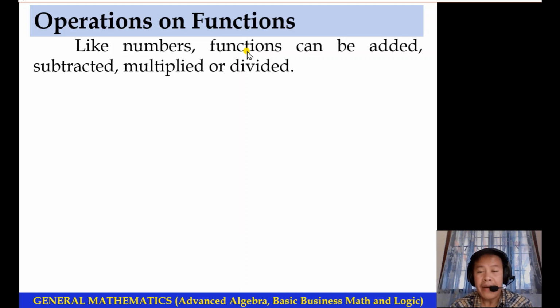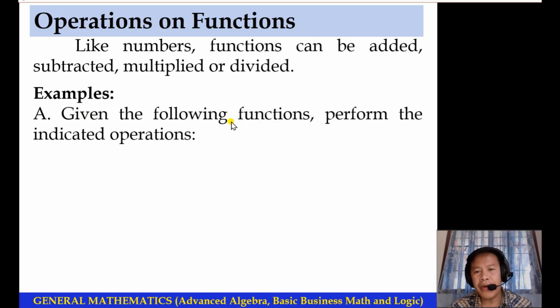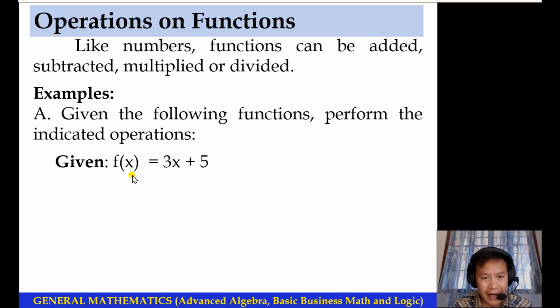Like numbers, functions can be added, subtracted, multiplied, or divided. Examples, letter A, given the following functions, perform the indicated operations. These are the functions given. f of x is equal to 3x plus 5, and this is a linear function. Why linear function? Because the highest exponent of x is 1. And degree of the function refers to the highest exponent of x.